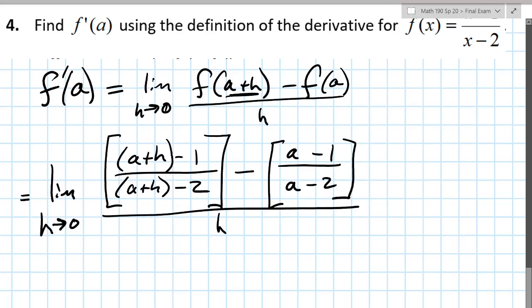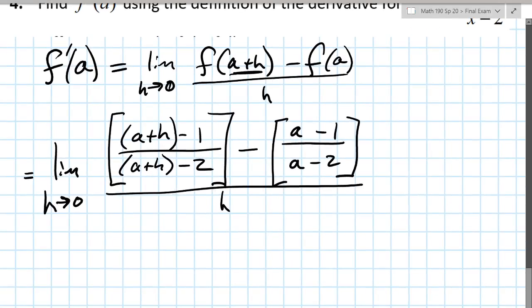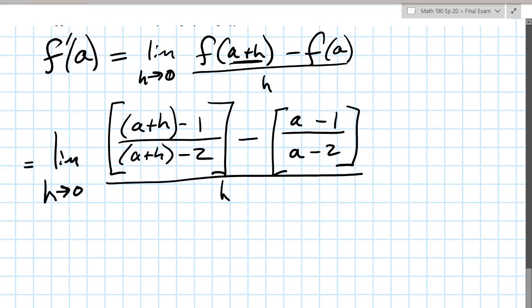So we need to simplify this because direct substitution never works right away. You're going to end up with 0 over 0. So algebraically, we want to simplify this until we get to a place where we can cancel the 0 over 0 problem. That is, we're going to try to get an h on the top to simplify with an h in the bottom. Since we're dealing with fractions here, we're going to get some common denominators in order to combine these fractions. So the common denominator of these two fractions is a plus h minus 2 times a minus 2.